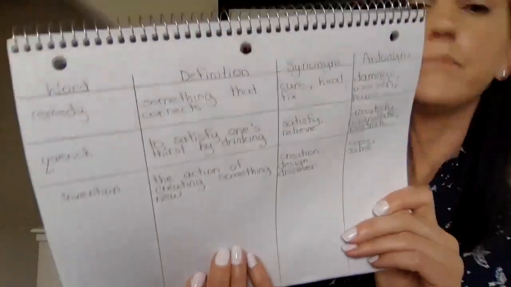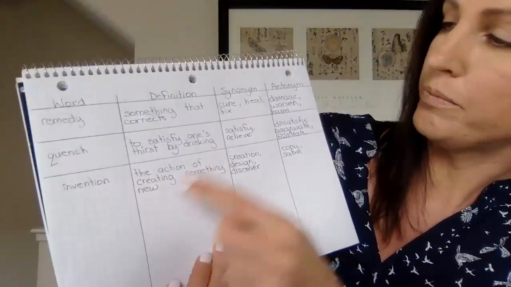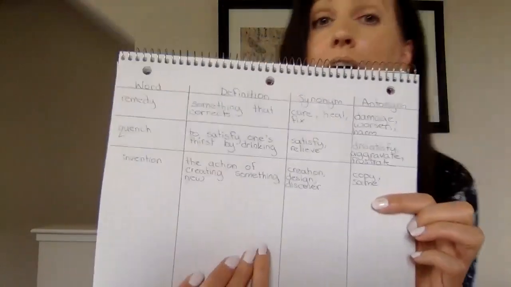Okay, so here we have the last one. So those are all of them now from the story. So we have invention, the action of creating something new. Synonym, creation, design, discover, antonym, copy, or the same. Okay, so this is what my sheet here looks like. And now I have my words. Necessity is the mother of invention.